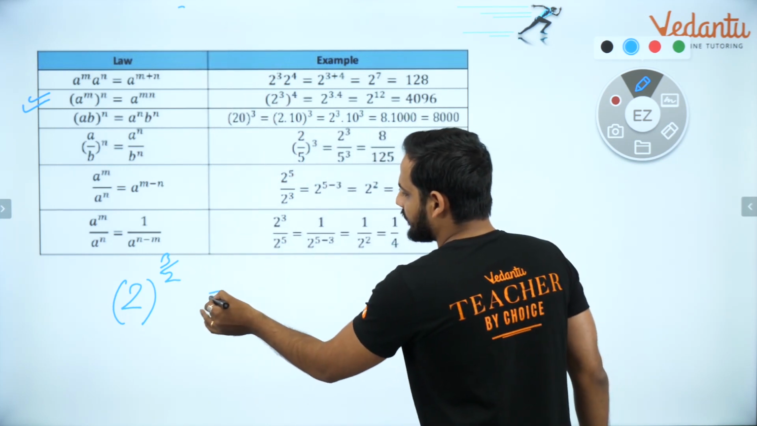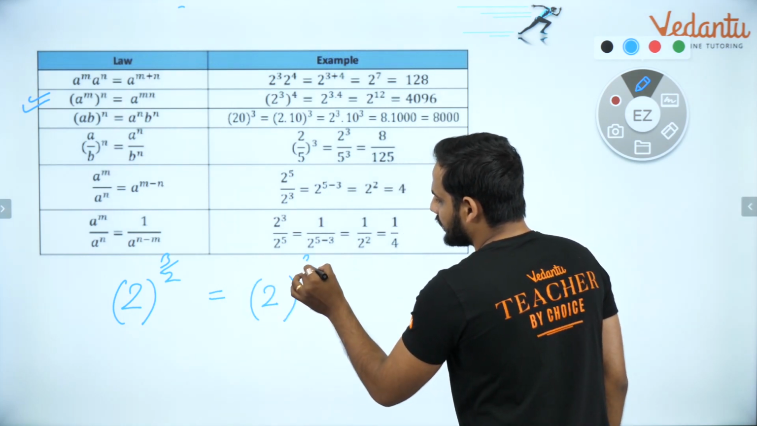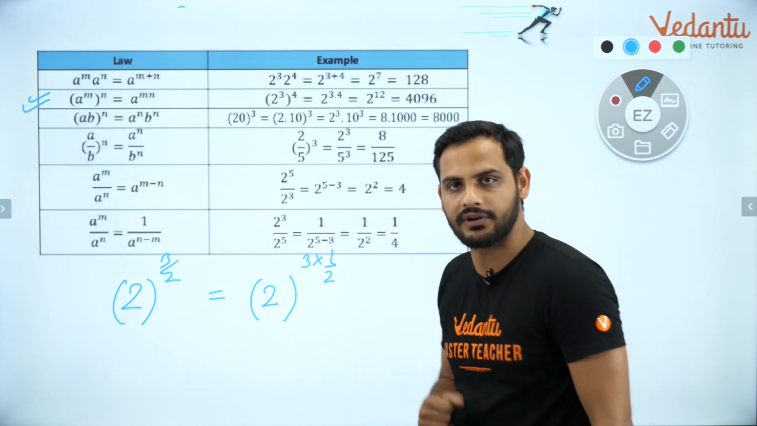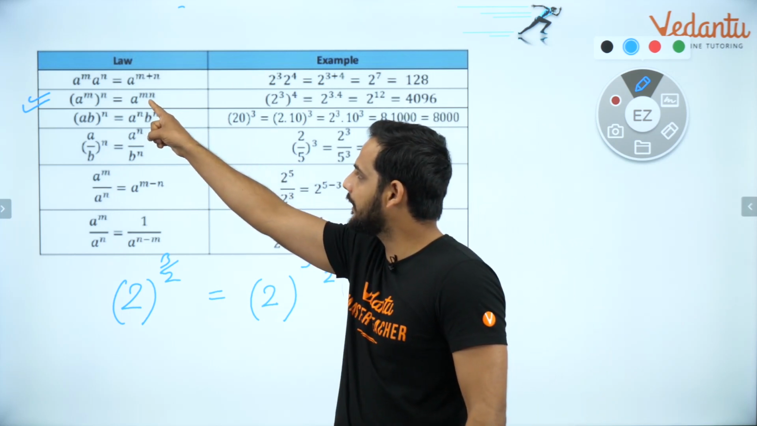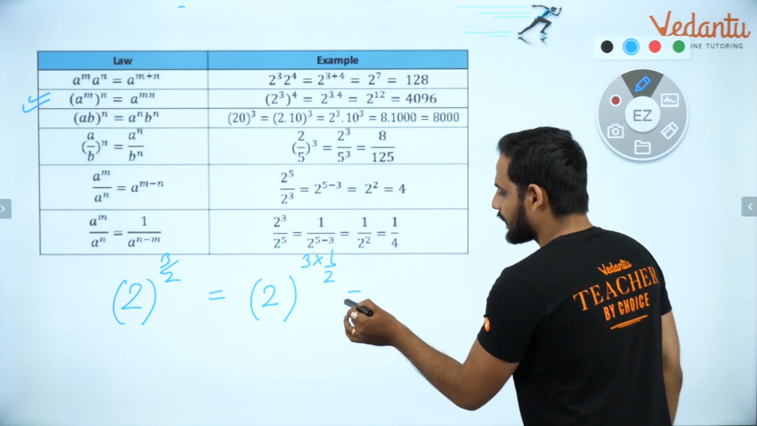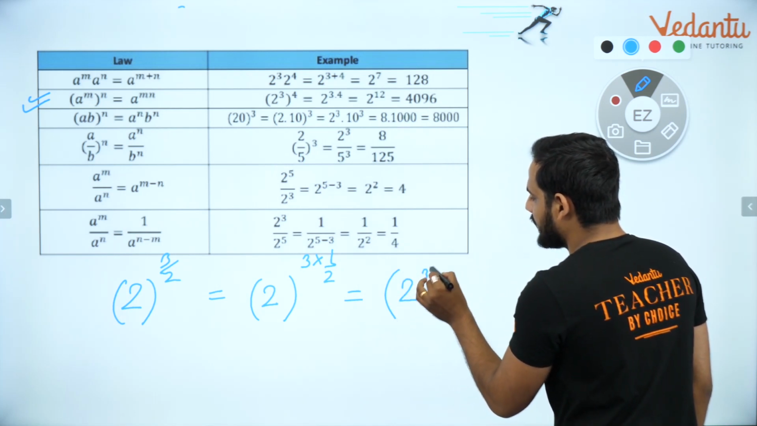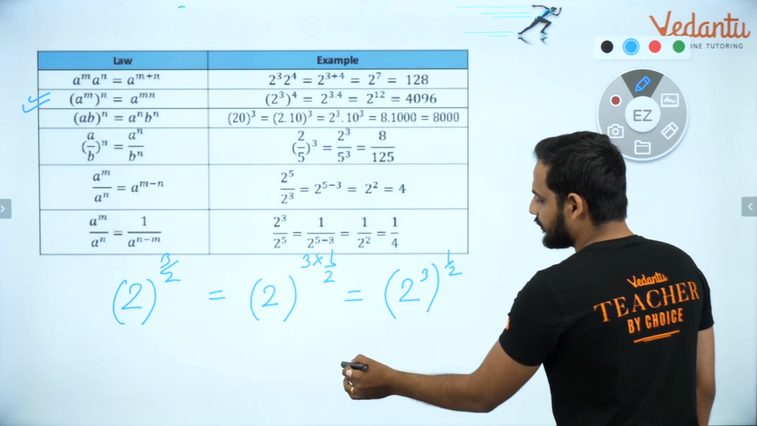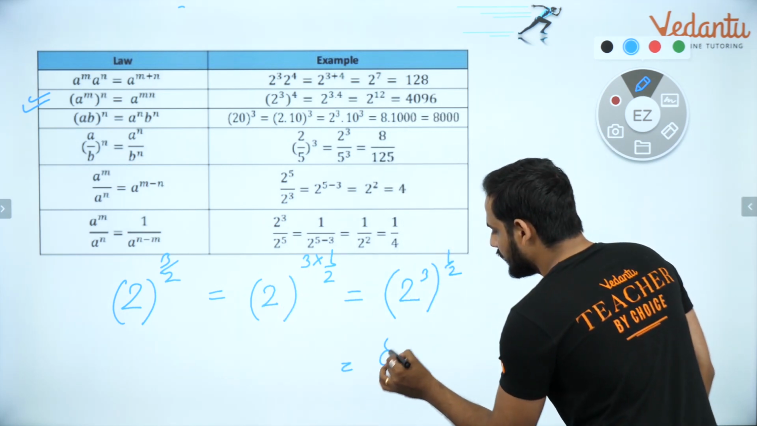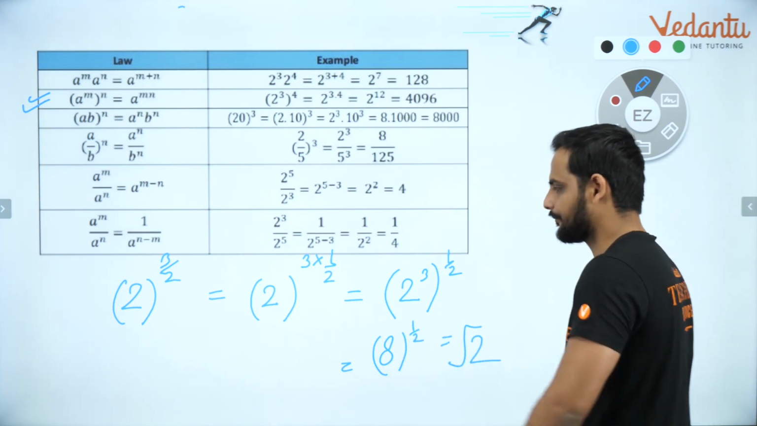So I can write this as 2 raised to the power 3 into 1 by 2. Yes or no, sir? Yes, you can write. 3 into 1 by 2 is 3 by 2. So a raised to the power m into n is a raised to the power m raised to the power n. So I can write this as 2 raised to the power 3 raised to the power half. So what will you get? 2 cube, 2, 4, 8. 8 raised to the power half, that means under root 8.